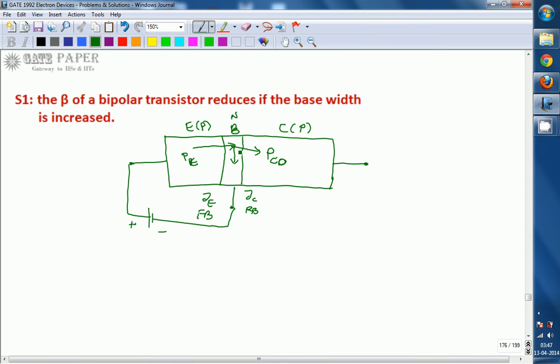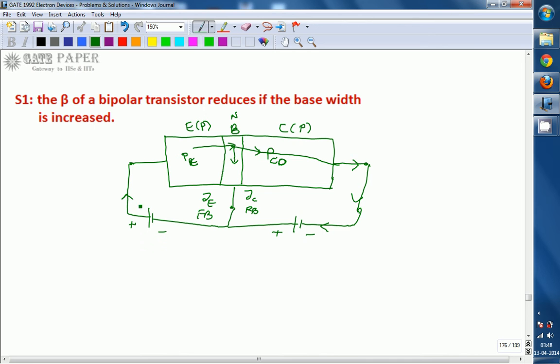PC naught is actually not related to the collector's own holes; they are coming from the emitter. Because there are fewer recombinations, more holes come from the emitter to the collector side, and these holes are collected by the reverse bias voltage. Reverse bias means that for the P side we must apply a negative voltage in this way. So this is plus, this is minus.